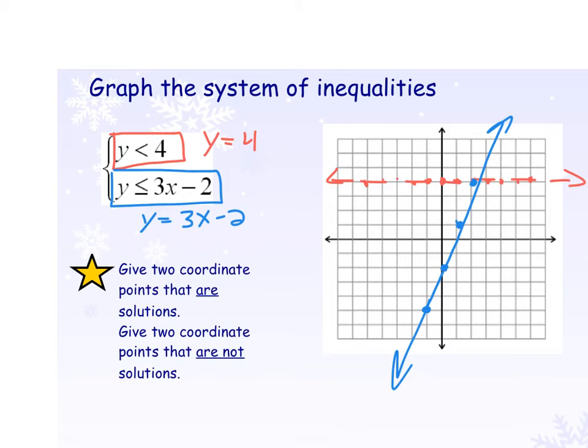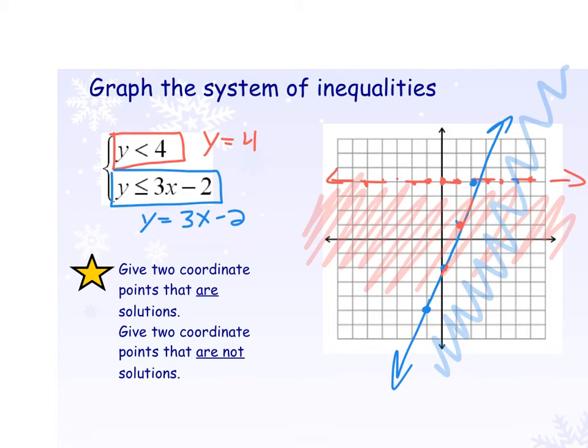Okay? It's very important now that you look at each line individually when you're considering the shading. So the red line is a less than, which means you would shade below the red line. Okay? However, the blue line is also a less than, so you would shade below the blue line.